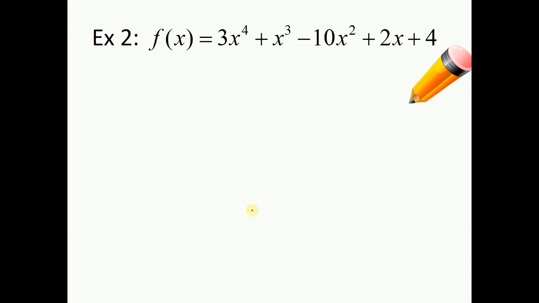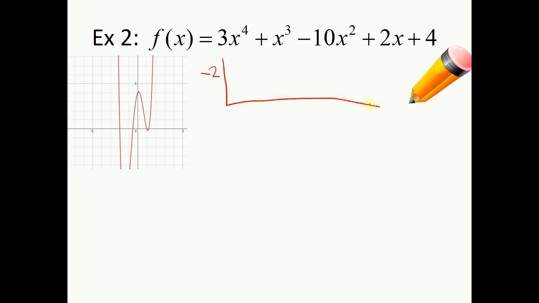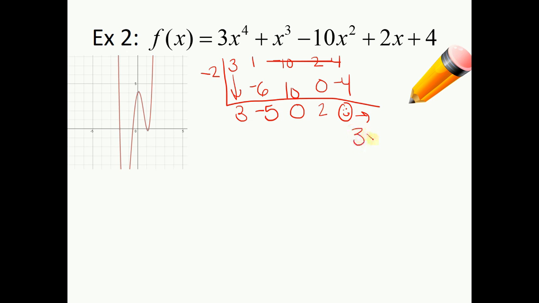Let's try the second example here. So I have 3x to the 4th plus x cubed minus 10x squared plus 2x plus 4. Bring up my graph here. It looks like -2 is a possible zero that would work. So let's try -2. I got 3, 1, -10, 2, and 4. Let's do my synthetic division here. That was -10, so that'd be 0, 2, -4. No remainder. Good. So this would be the polynomial of 3x cubed, because I started with the 4th, dropped to the third power, -5x squared, and then plus 2.